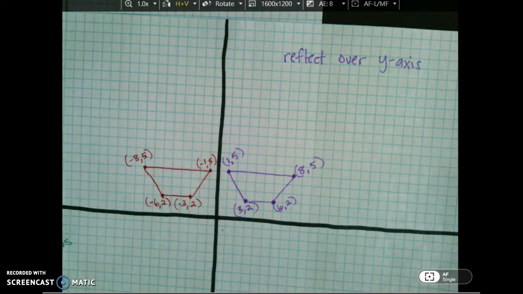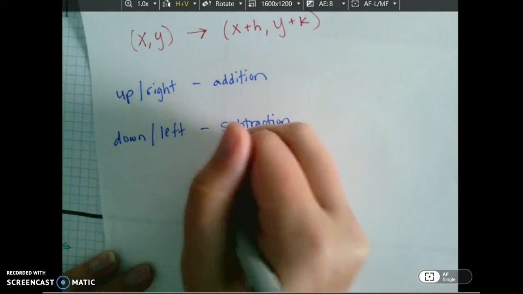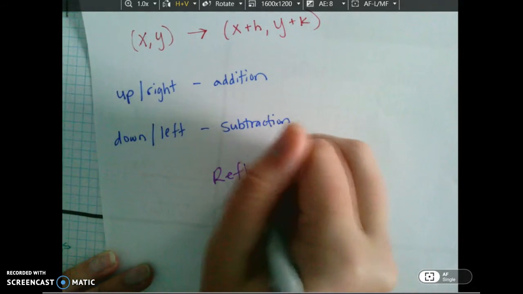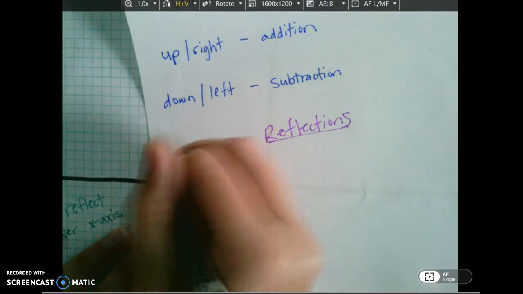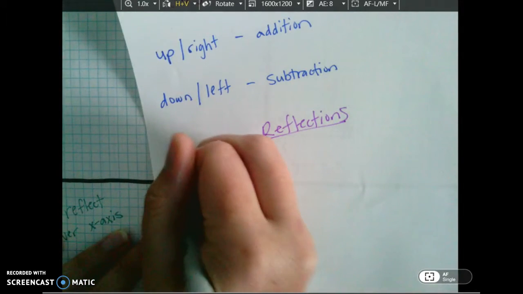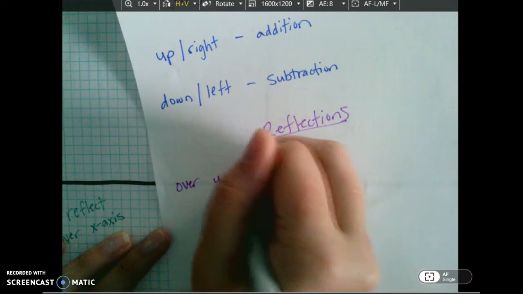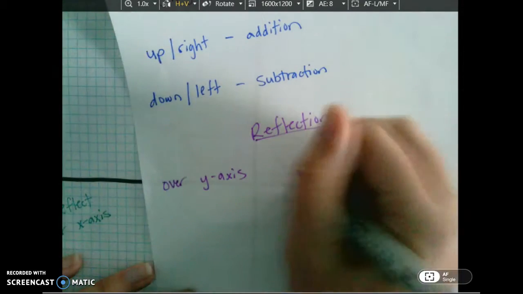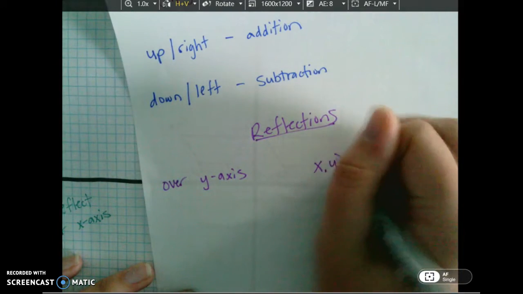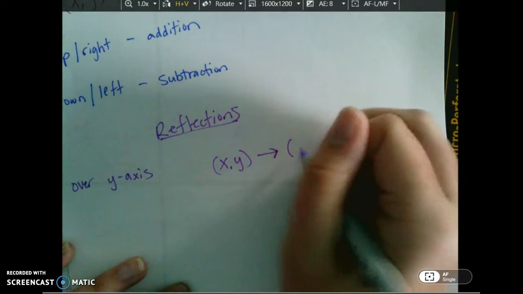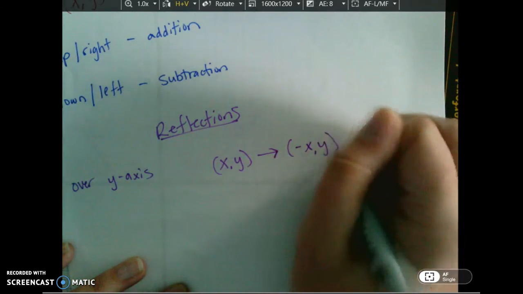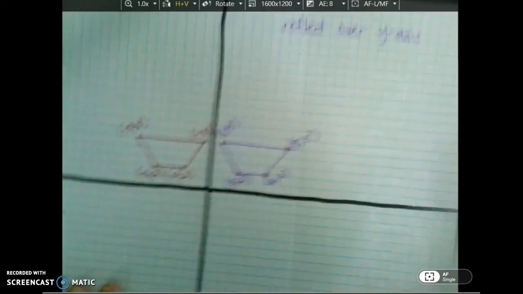So we can say the rule for reflecting over the y-axis: anytime I reflect over the y, my x's change. So let's say I start with the point x, y. My new point is going to be the opposite of whatever x was. So in this case, negative x, y. We did that.